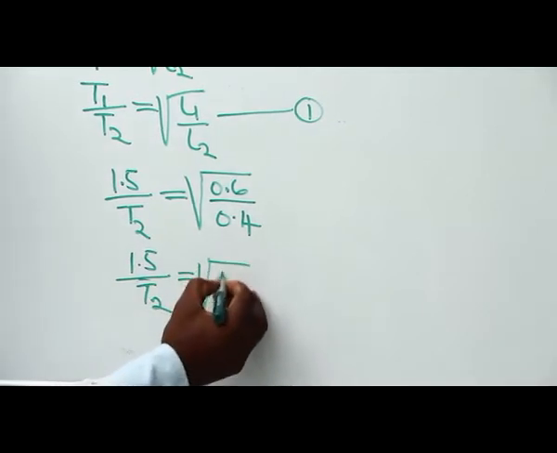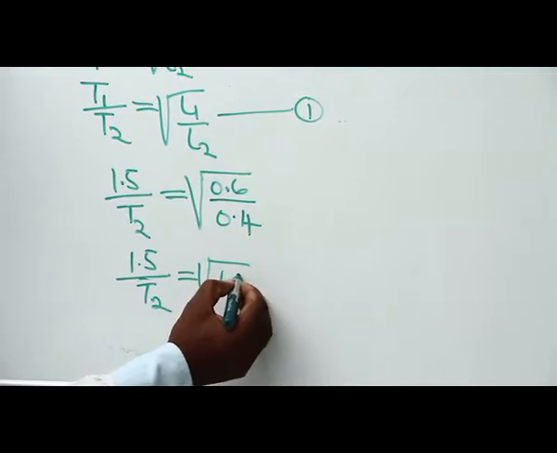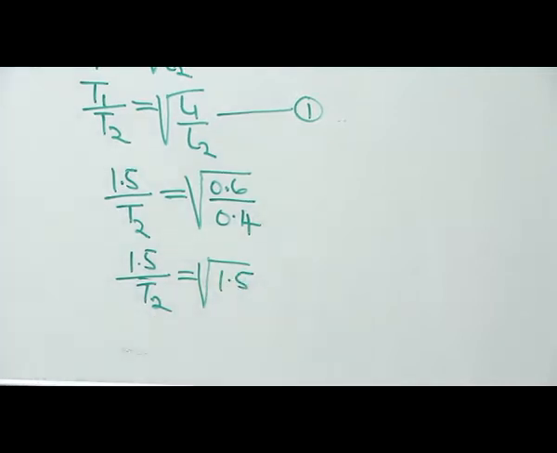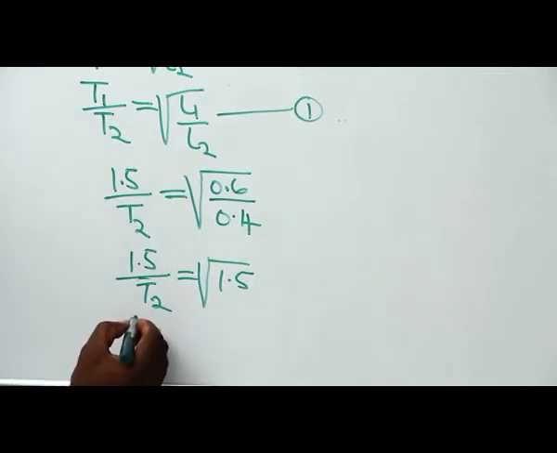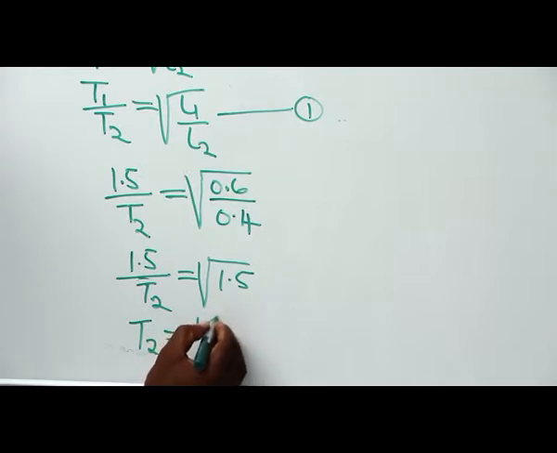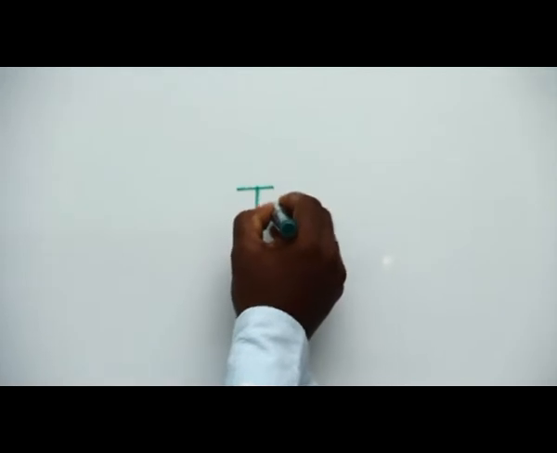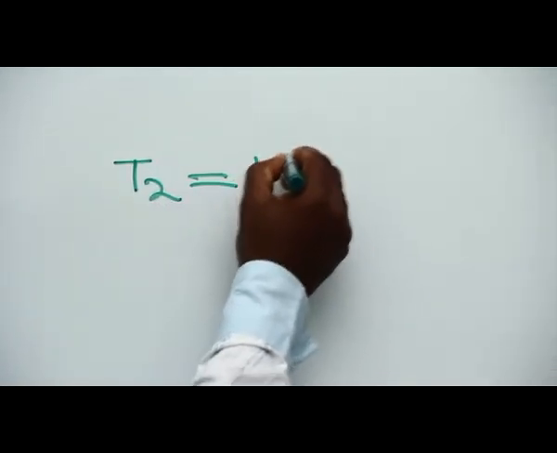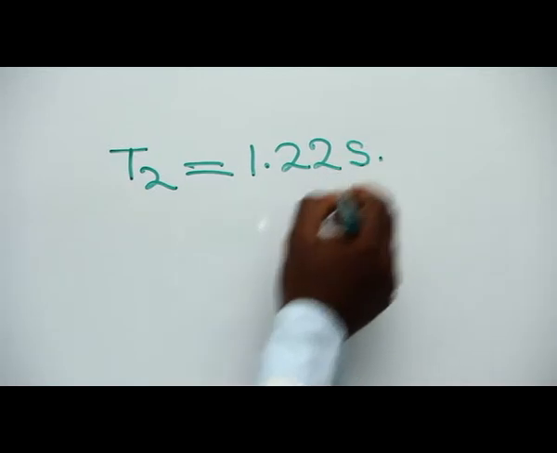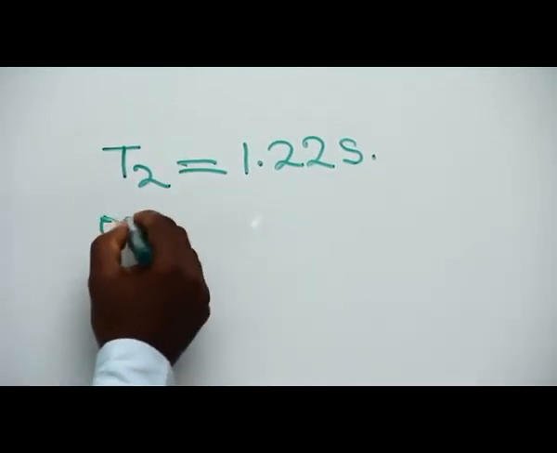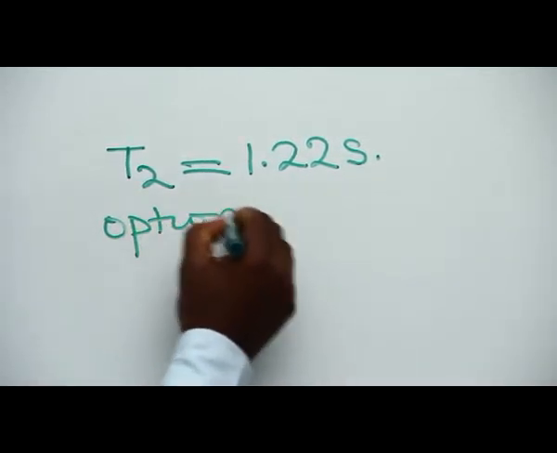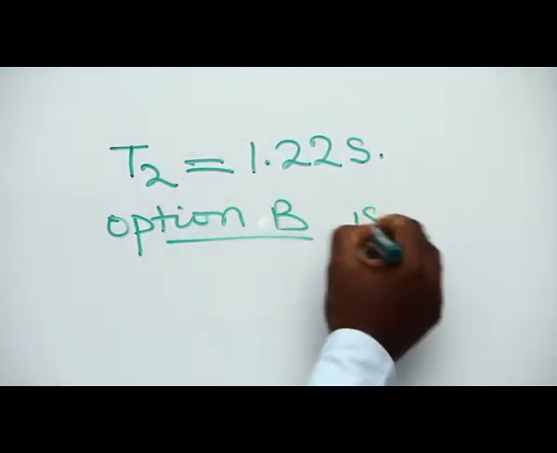square root of 1.5. Therefore, T2 will give you 1.5 divided by square root of 1.5. The needed period T2 is equal to 1.22 seconds. Therefore, option B is correct.